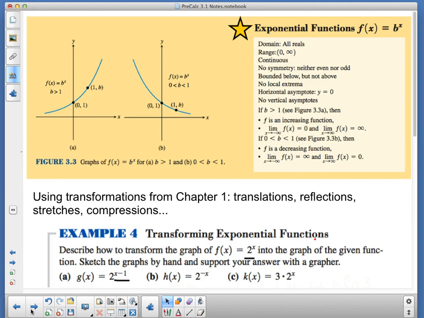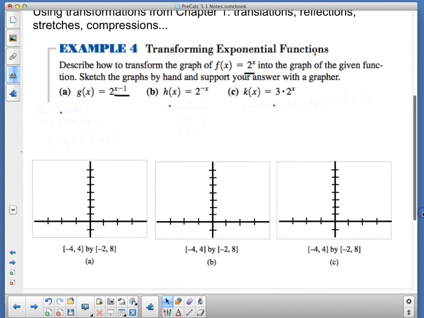Because remember, if we have it become a negative value that reflects, so we have to be careful. It reflects over the x-axis. If we have a negative b, not a negative exponent, but if our b is negative, it does a reflection over that x-axis. Questions about these so far? Okay, translations, reflections, stretches, and compressions. These are all compared to our parent function of 2 to the x power.